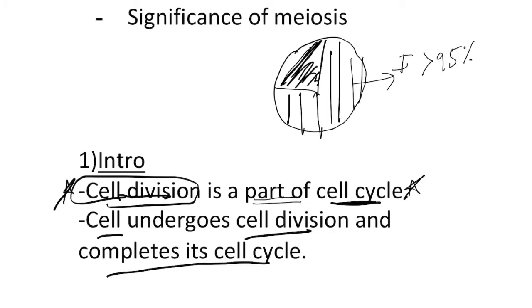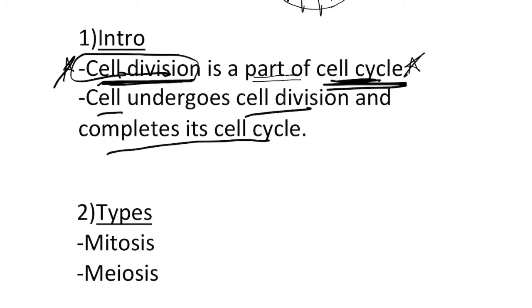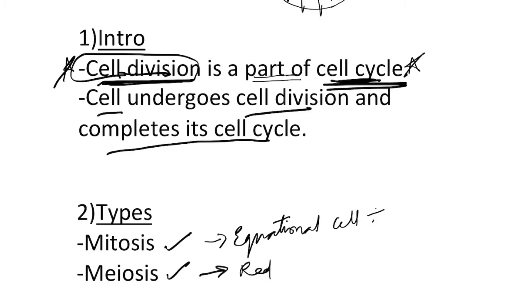A cell undergoes cell division and completes its cell cycle. This is the most important thing and we have to understand that cell division is a part of the cell cycle. And then we have two types of cell division. First is mitosis and the second is meiosis. Mitosis is called equational cell division and meiosis is called reductional cell division.